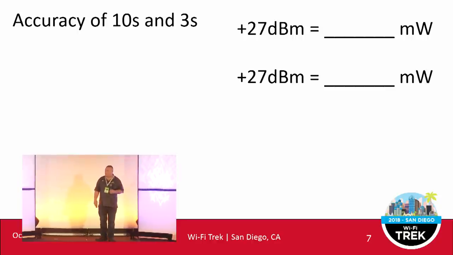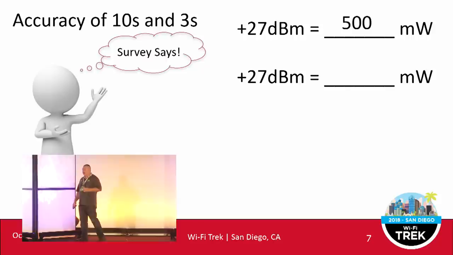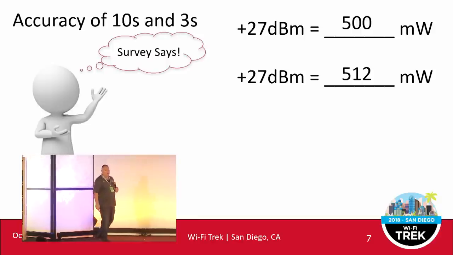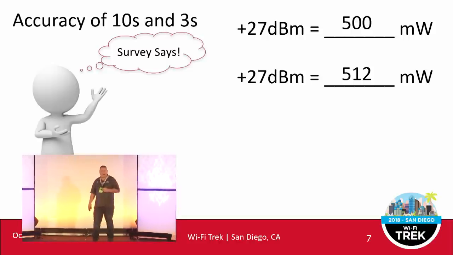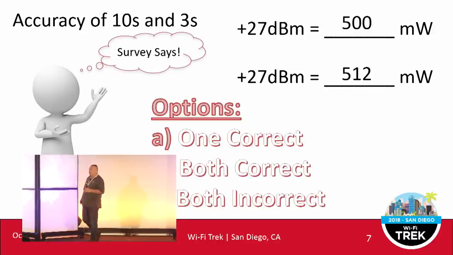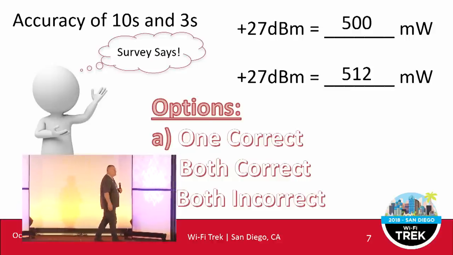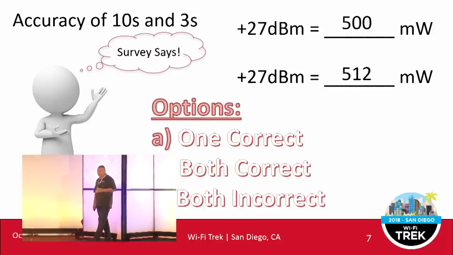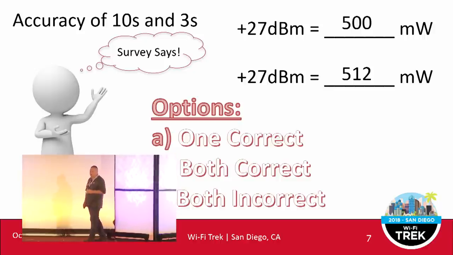So I'm going to give you a math problem and then some options. The first one is plus 27 dBm equals 500 milliwatts, but plus 27 dBm also equals 512 milliwatts. Would you agree? We got some head nods. Yep, so it's both. That brings up a question immediately. The options are: one of them is correct, or both are correct, or both are incorrect. But I'm not going to give you the answer yet. You see that plus 27 can equal two things, or at least you suppose that, or does it? That's the big question. I'm not going to give you the answer quite yet.